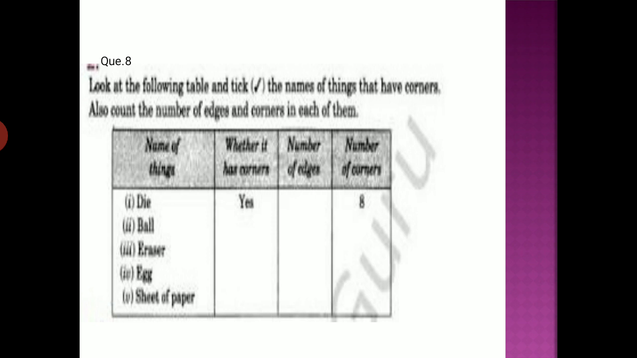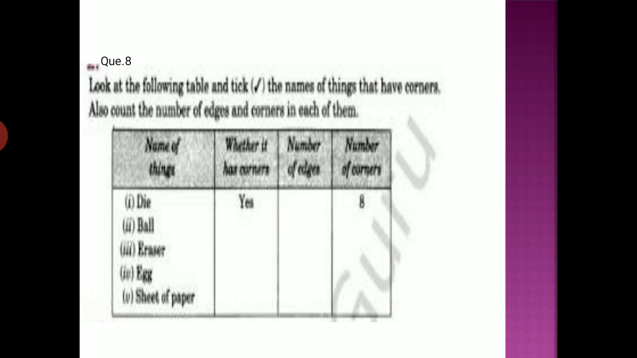Now whether it has corners? Yes. Number of edges? It has 12 edges. And number of corners are 8. It has 8 corners. Now next one is ball. It has corners? No. Number of edges? No. Number of corners? No.